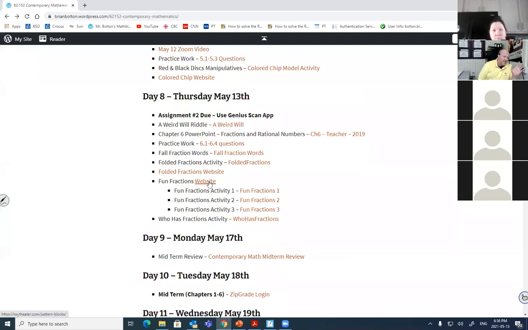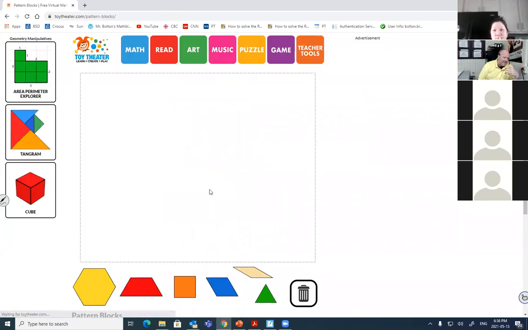But here's a really interesting one. It's called the Fun Fractions website, and you can deal with fractions like this. You will probably have these shapes in your school. Yeah, I actually used this in my math methods class. That's where we did it before, right? So you can break it down, right?